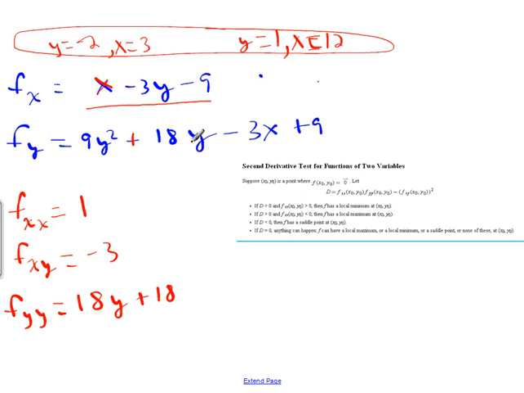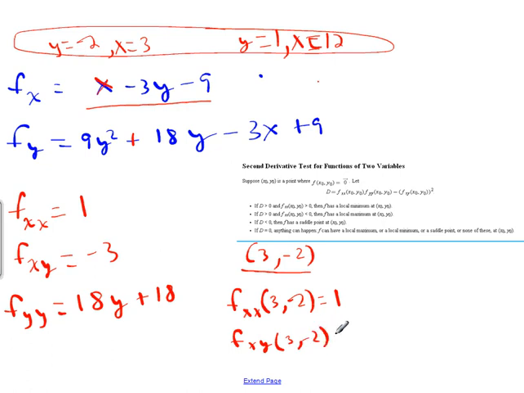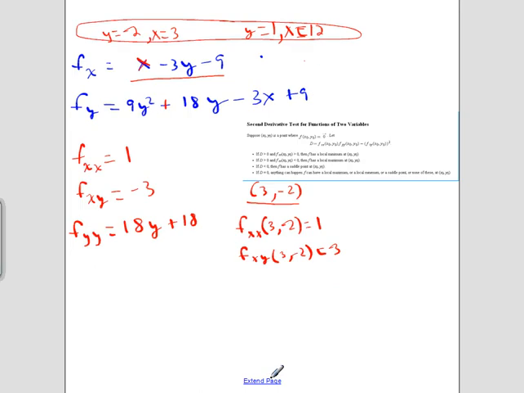Okay, so let's look at each point one at a time. So we have the point 3, negative 2, and this, no matter what, is going to be 1, and no matter what, f partial x y is going to be negative 3. And then the last one, when I plug in negative 2 for y, I get negative 18.